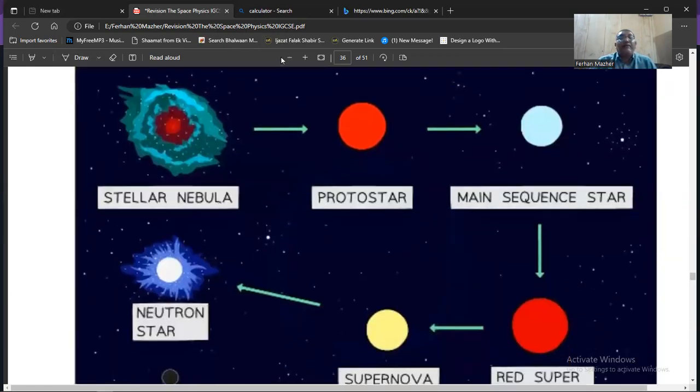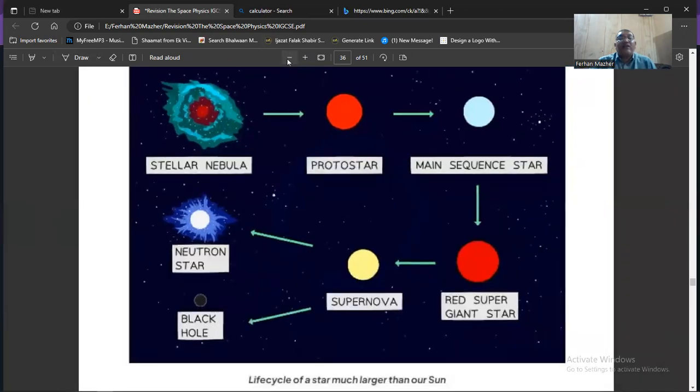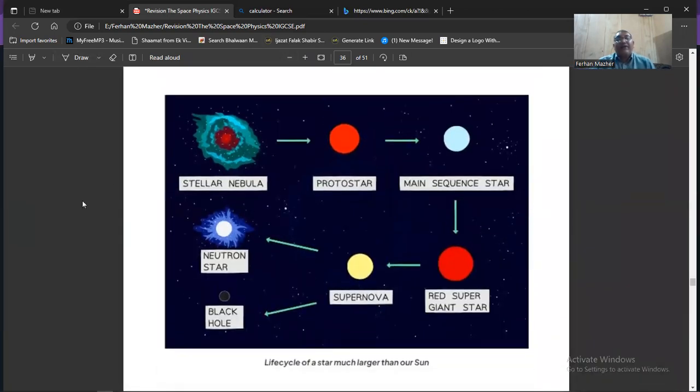So here we have a diagram which shows the life cycle of a star much larger than our sun. So stellar nebula, it converts into protostar, that converts into the main sequence star. From there, it converts into the red supergiant star, then supernova, then neutron star, and the black hole.